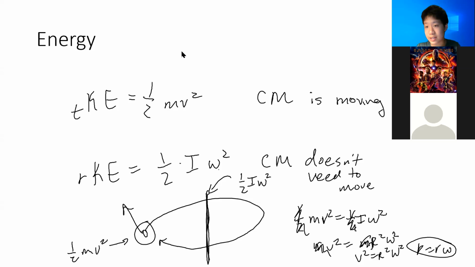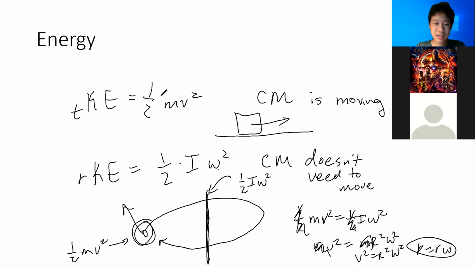So to summarize things, some objects only have translational kinetic energy. For example, a crate sliding along the floor only has translational kinetic energy. Some objects only have rotational kinetic energy, such as a carousel spinning around and around, okay? And some objects have both translational and rotational kinetic energy, such as a ball rolling along the floor. And the last thing you need to know is that sometimes the object's kinetic energy can be represented by rotational form or by translational form.